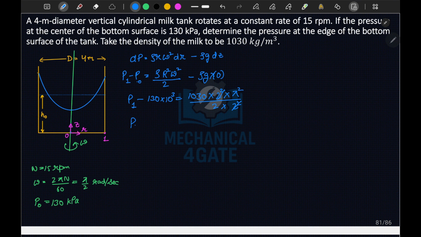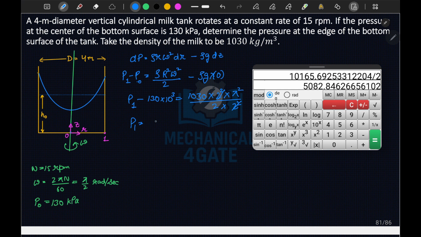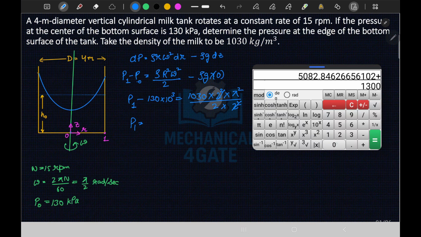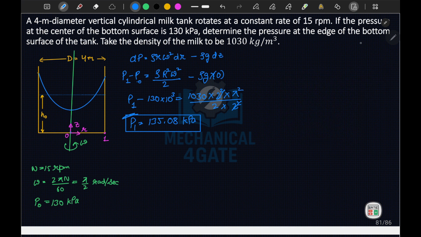Now if I solve this, I will obtain p1 is equal to 1030 times pi square, divided by 2, so p1 becomes this plus 130, which is 135.08 kilopascal. This is the pressure at point 1, and that is the pressure at the edge of the bottom surface of the tank. Now let's move to next question.